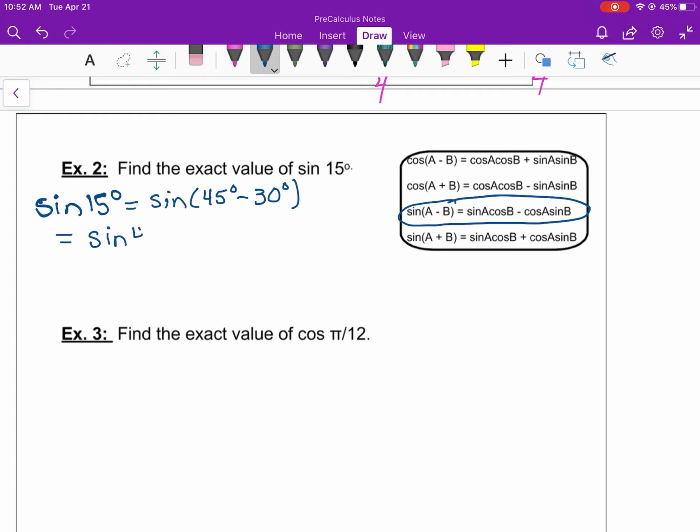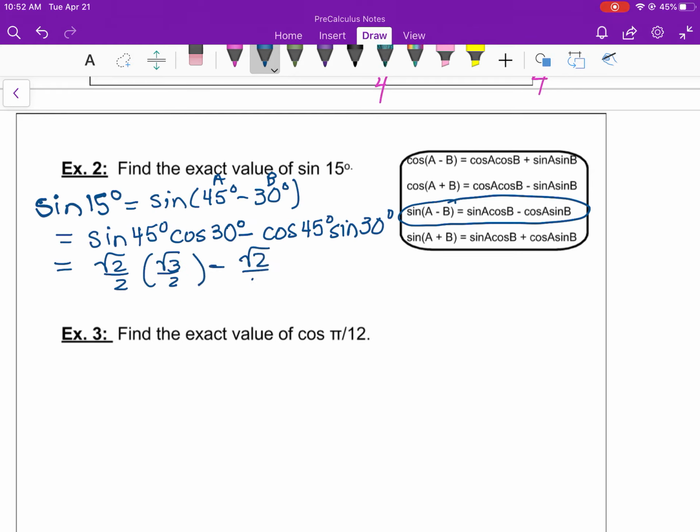So that's the sine of A, and then the cosine of B. And again, B is not negative 30, it's just 30, minus the cosine of A and the sine of 30. So remember, this is your A, this is your B, and you're just plugging the values in. Radical 2 over 2, radical 3 over 2, minus radical 2 over 2, and 1/2. So these values are coming straight off your unit circle. And there's my exact answer.